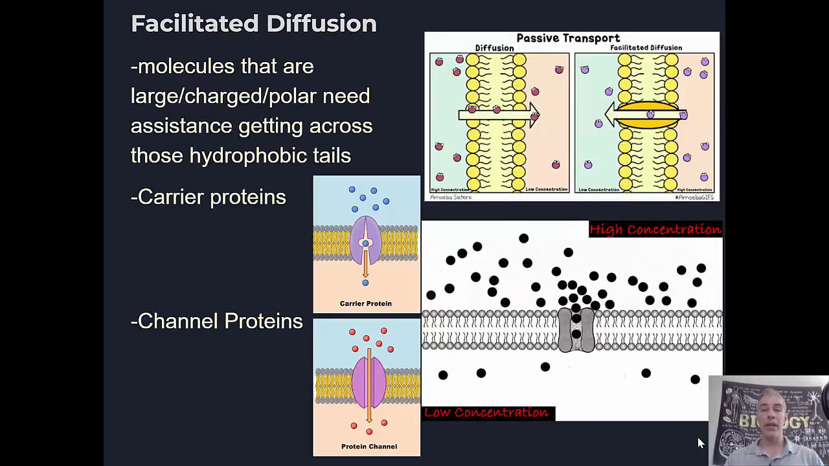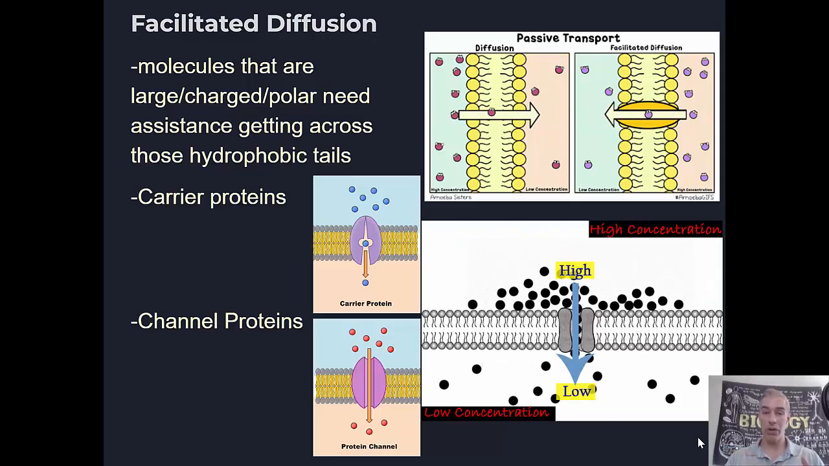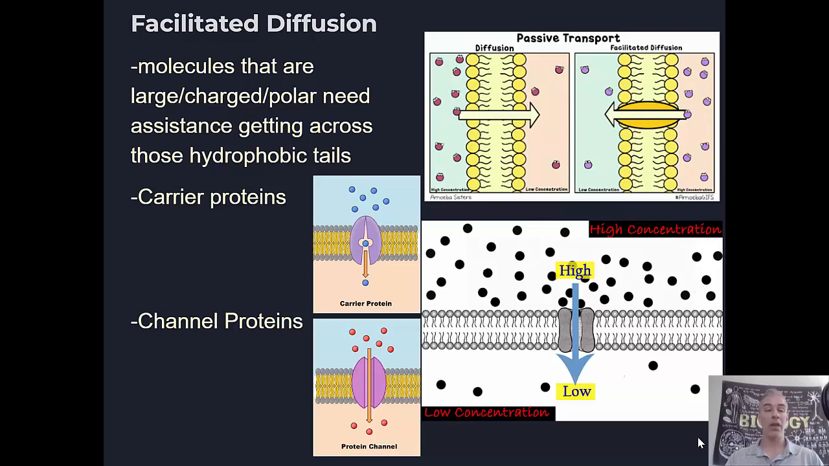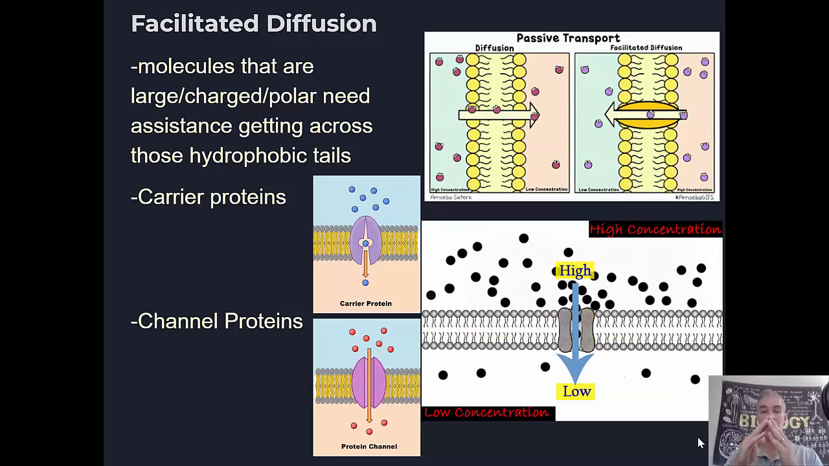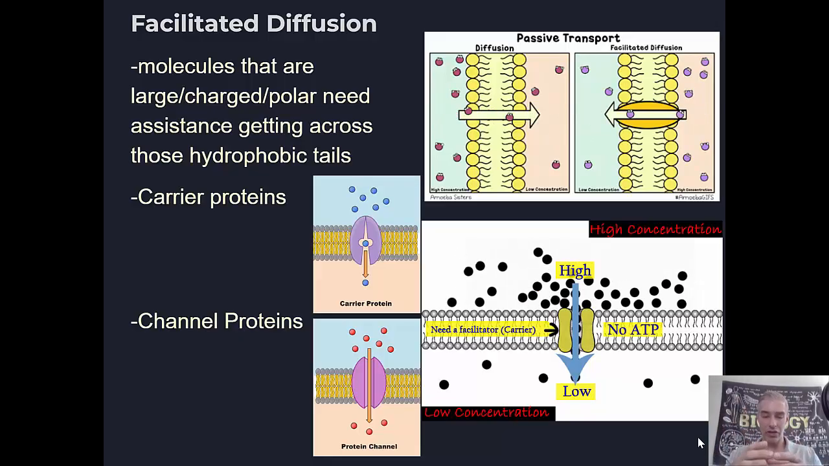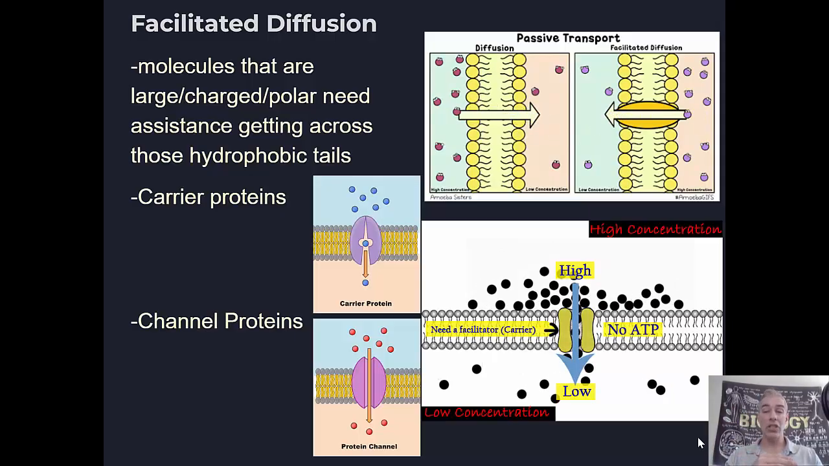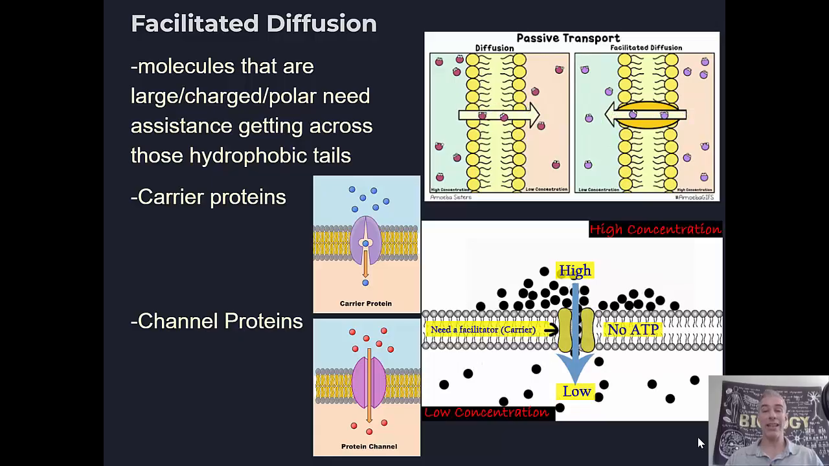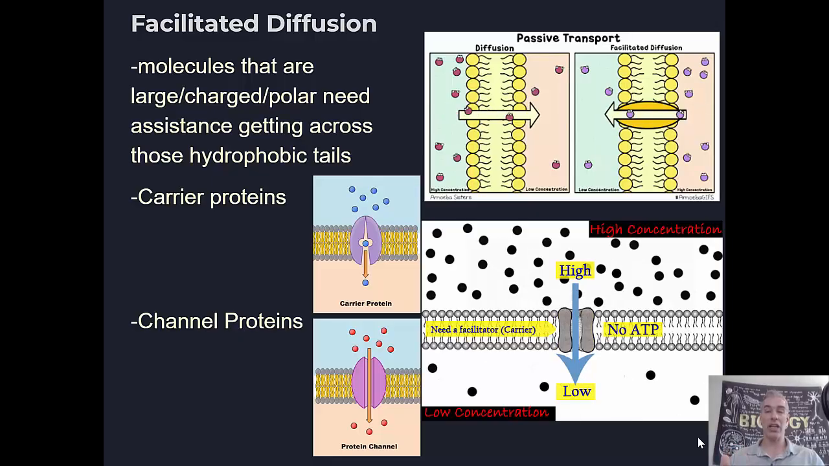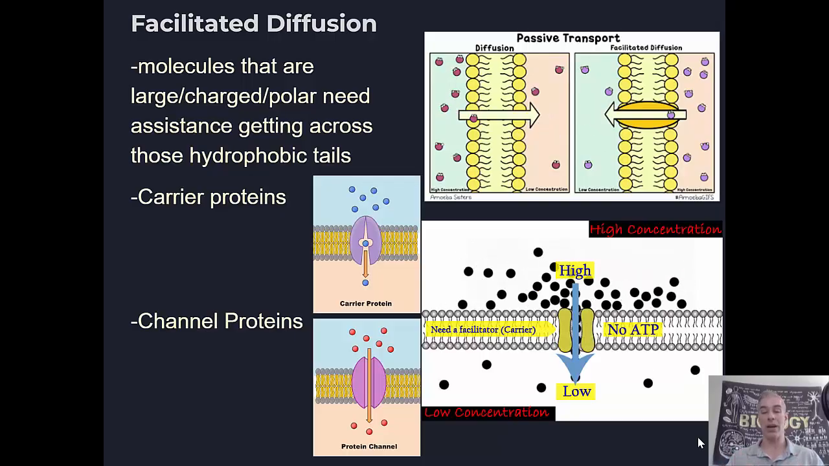Facilitated diffusion, on the other hand, is crossing using help. Molecules that are large, charged, polar, as I mentioned, need help crossing the membrane from high to low. There are both carrier proteins, which act like things that open and shut, that's a little bit more controlled. And then there's a channel protein, which just provides this larger opening and hydrophilic area for a specific molecule to cross. To go from high to low concentration, we do not need ATP, okay? High to low, no energy or ATP is required. We just need a channel because due to the properties of the lipid bilayer, these molecules cannot cross by themselves.